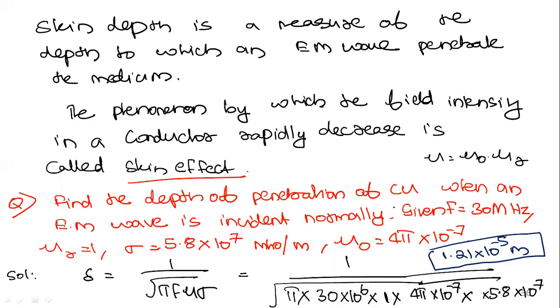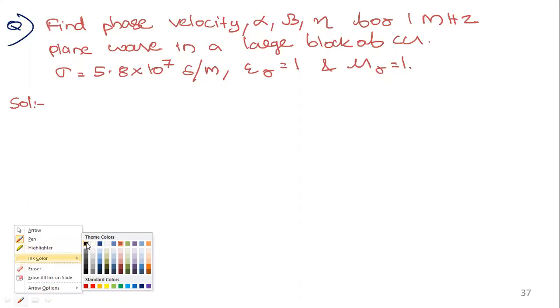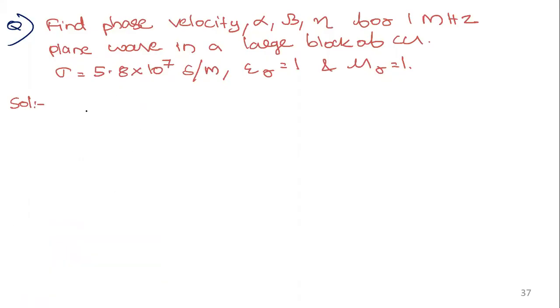Okay, then we will do another problem. This problem also we will solve. It's all about direct substitution. First of all, we will find out the intrinsic impedance. I will go with the basic equation. You know the intrinsic impedance, so learn this equation by heart: root of j omega mu by sigma plus j omega epsilon.